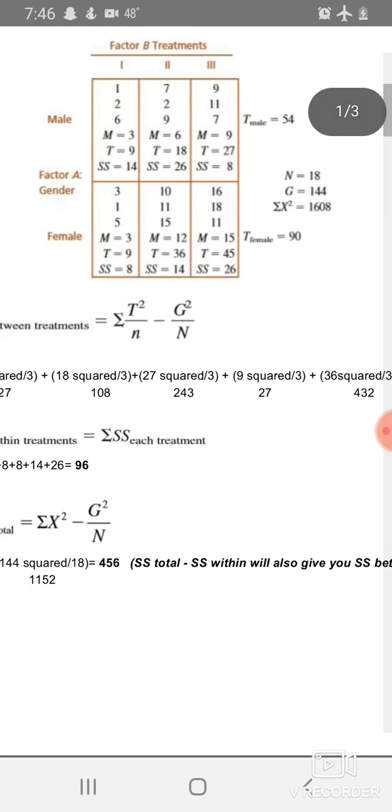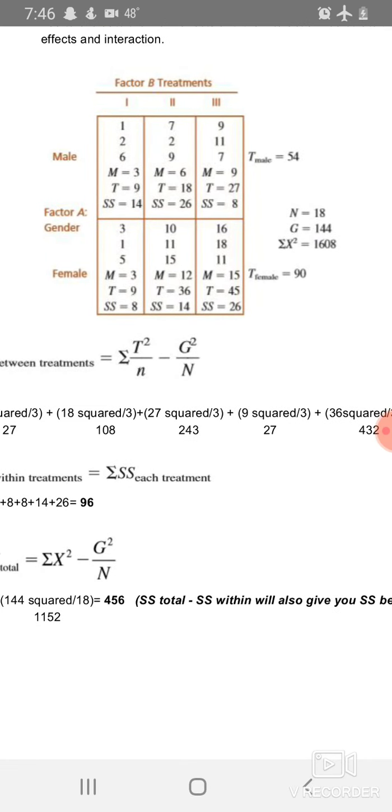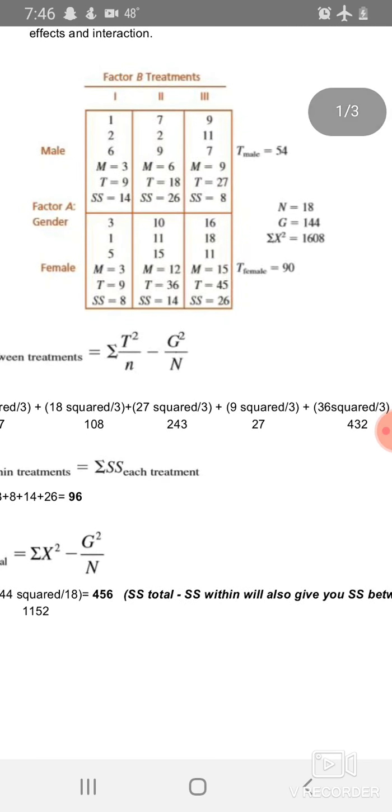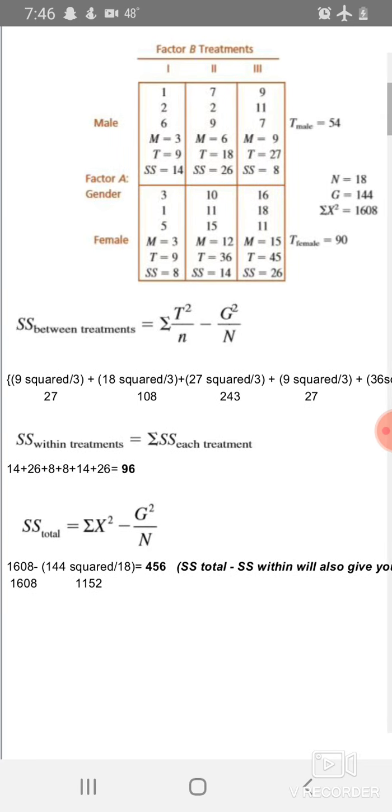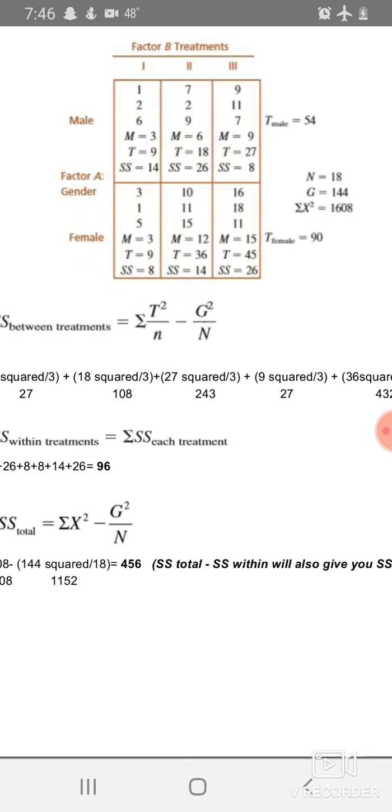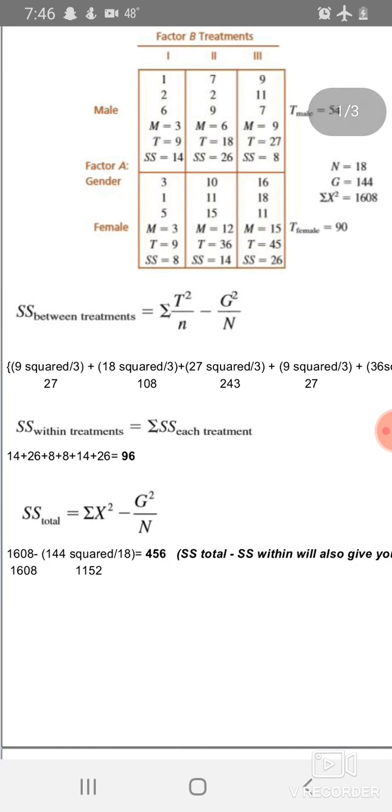All right, so you have 2 levels of factor A, 3 levels of factor B. We're given T of each cell. We're given SS of each cell. First step is to compute SS between treatments. That is the sum of T squared divided by little n, which is how many participants are in each group, minus the grand total squared over big N.